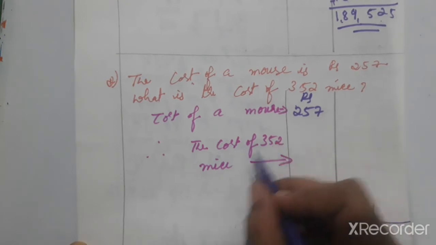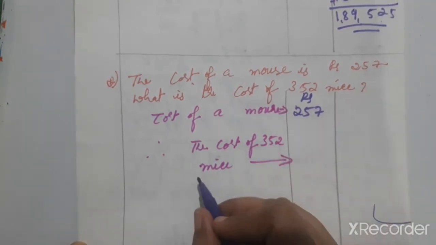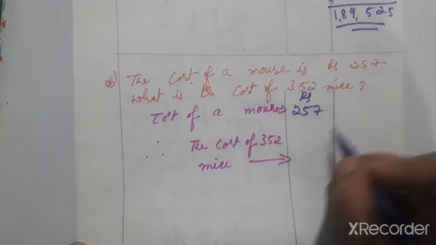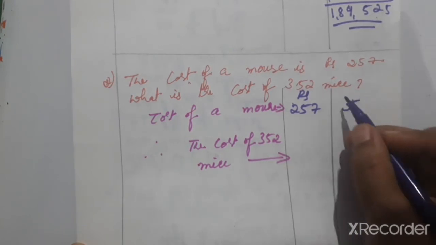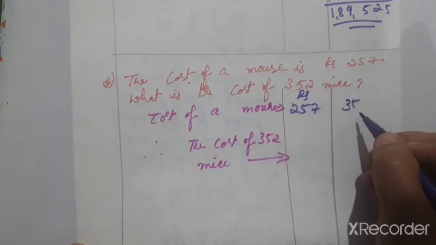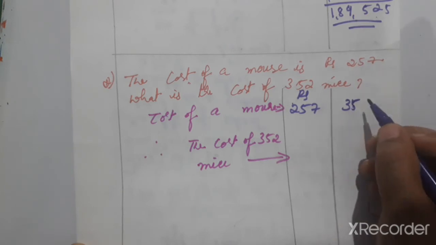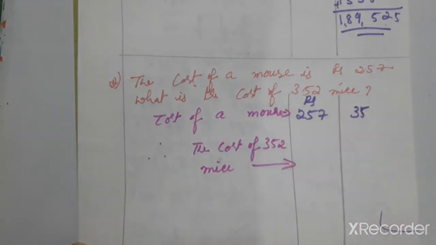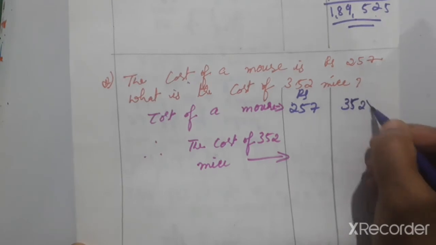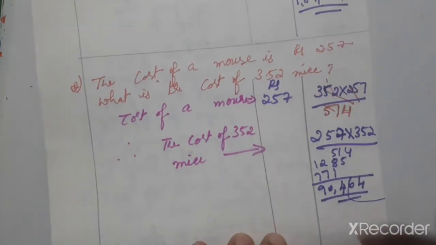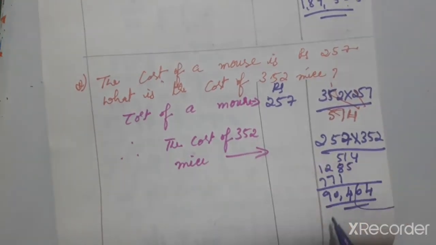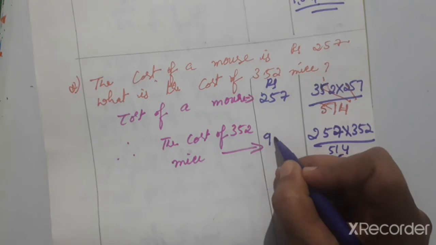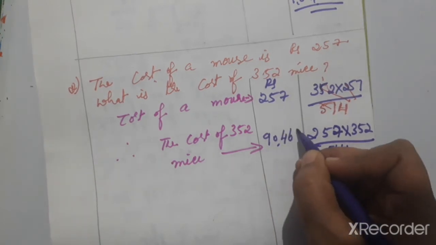Therefore the cost of 352 mice, how much? Find it with cross multiplication. With the help of this you can understand that this is a multiplication sum. 352 into 257, that we have to multiply. After multiplying 257 into 352, the answer is 90,464.